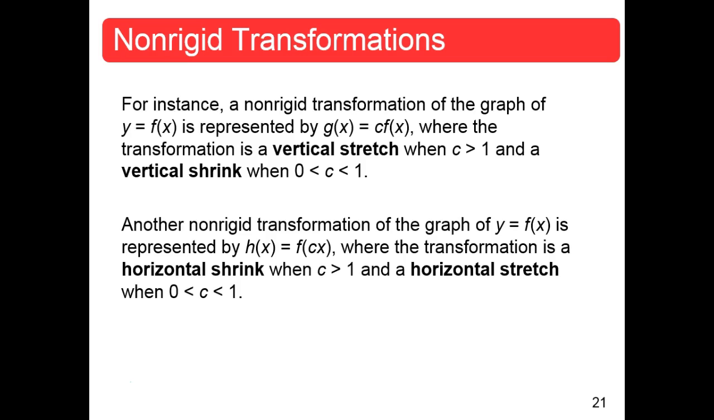If it's equal to 1, you didn't change a thing. If it's greater than 1, you increase the y values. You stretch, multiply by a big number. However, if the c is between 0 and 1, you shrunk it. Right? Because now your g of x is smaller, because you multiplied whatever your f of x was by a number between 0 and 1. That's a vertical shrink.